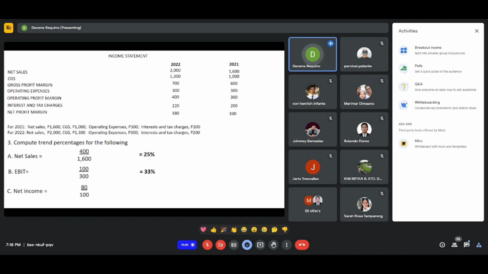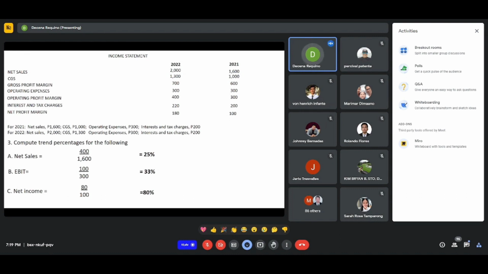Then dito naman sa net income, since net income na yan, after na nung tax, dito ka sa net profit margin. So sa 2022, meron kang 180, sa 2021 may 100, yung difference niyan, di ba 80. So meron kang increase na 80 sa net profit margin pag kinumpare mo siya dito sa 2021. So yun yung numerator mo, 80 divided by dun sa base period value ng 100 para makuha mo yung increase sa net income na 80%.